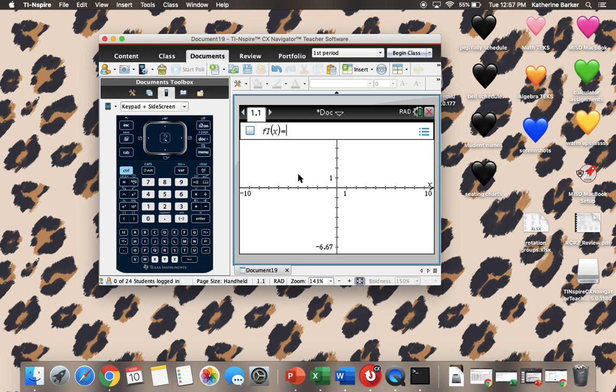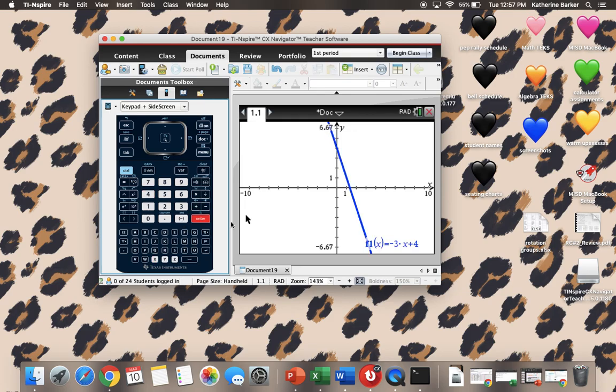So if your equation that you are trying to graph starts with y equals, f of x equals, h of x equals, anything normal, you can graph it right here. So let's do negative 3x plus 4. There's our graph right here.